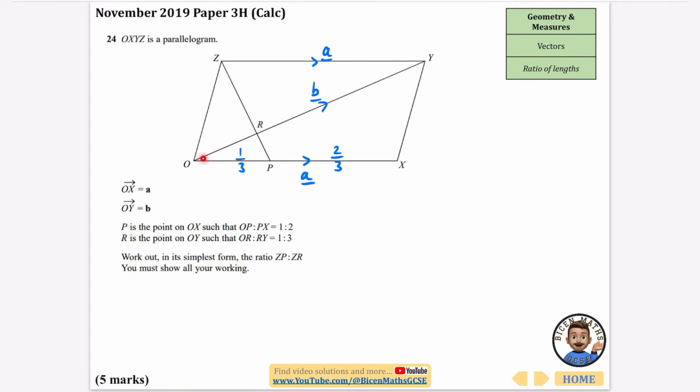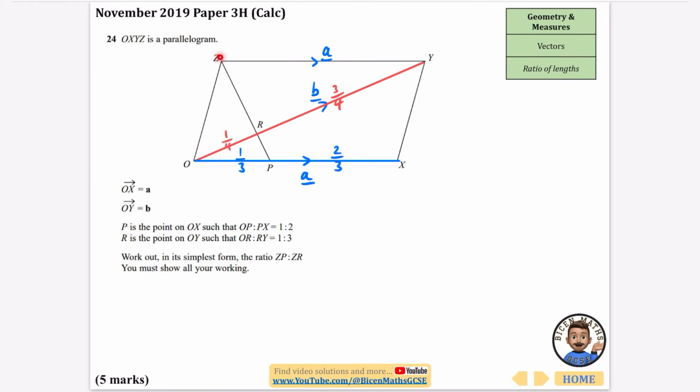R is the point on OY, so the ratio of OR to RY is 1 to 3. That means in this line that we've got here, that would be 1/4 to 3/4. I'll put that line in red so that it's clear that the fractions are referring to that line, and I'm going to put this line here in blue so that it's clear that those ones are referring to that line. Work out in its simplest form the ratio ZP to ZR, and you must show all your working.